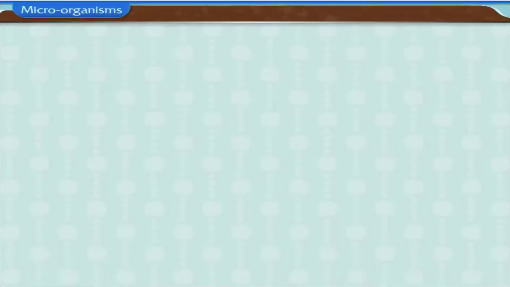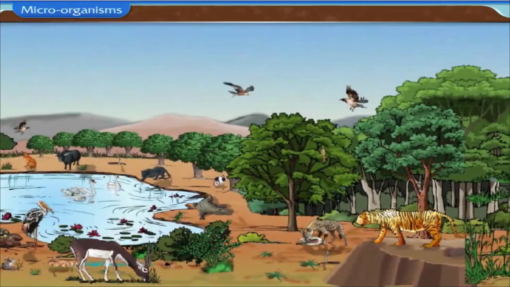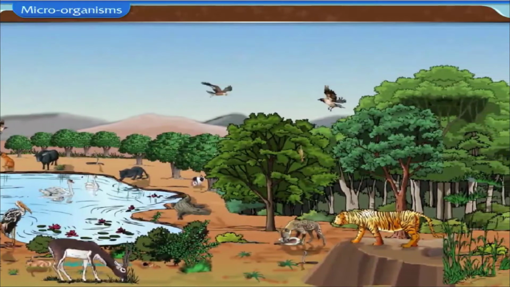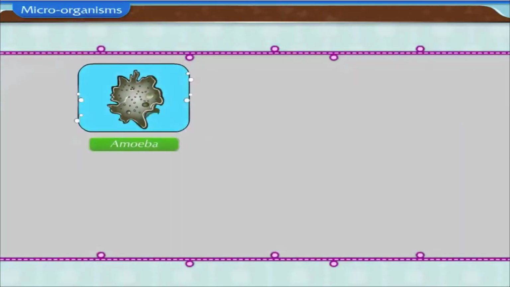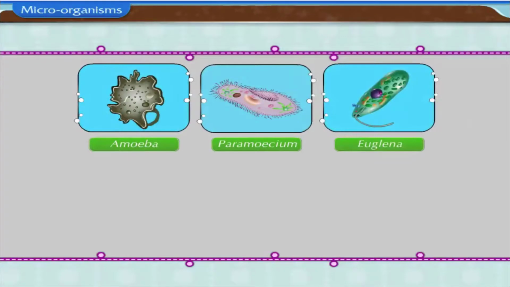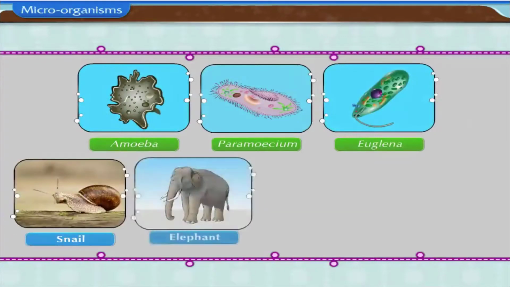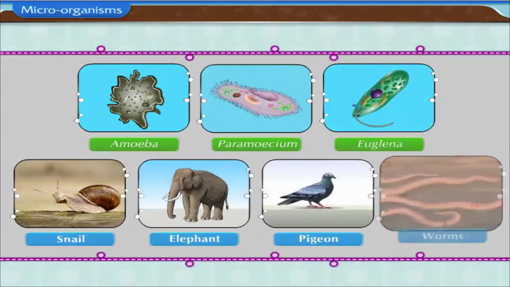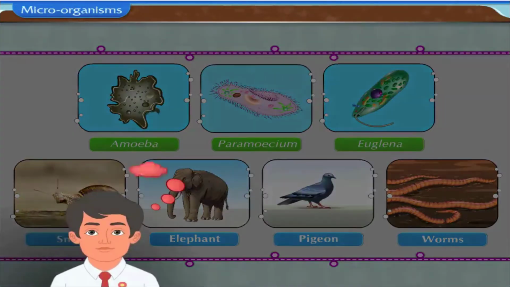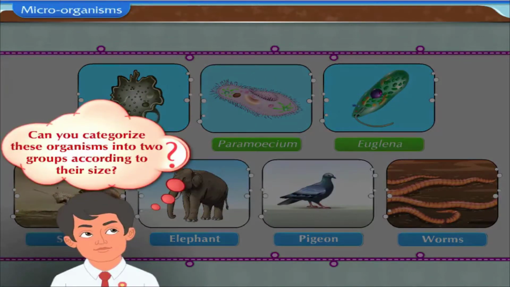Microorganisms. There are countless living organisms on the earth. See this amoeba, paramecium, euglena, snail, elephant, pigeon, and worms. Can you categorize these organisms into two groups according to their size?